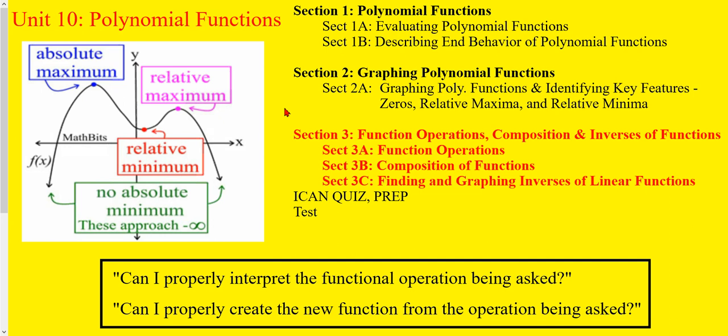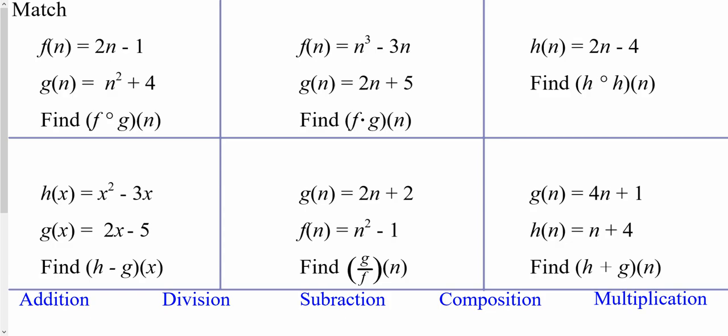Okay, we're going to go ahead and wrap up Unit 10 today by looking at Section 3. So we're going to start off with these 6 problems. Now, I want you to go ahead and try to match the blue words on the bottom with some of these different things in these boxes. Now, the key thing to look at is really this, or this, or this, or this, or this. Really what's going on between your functions or here.